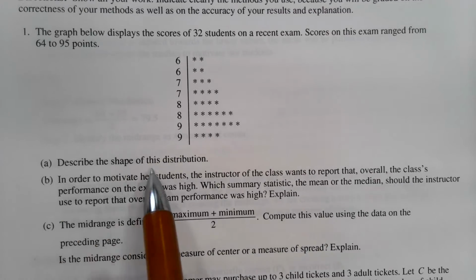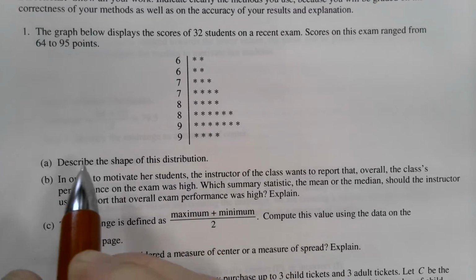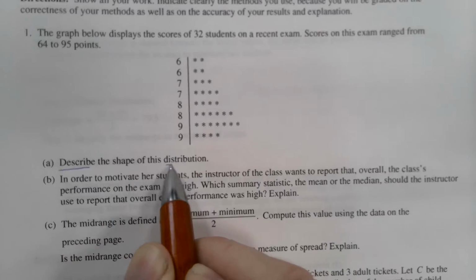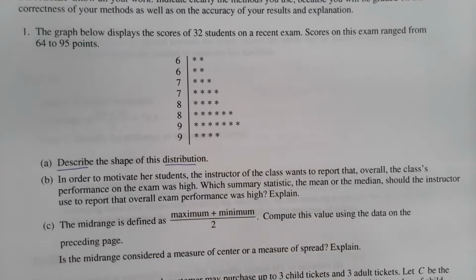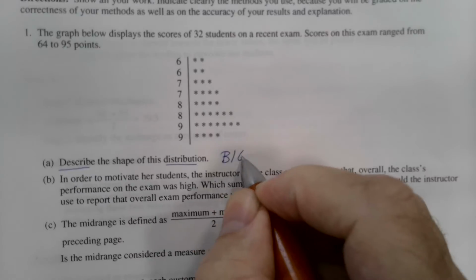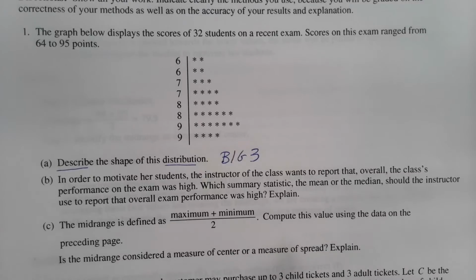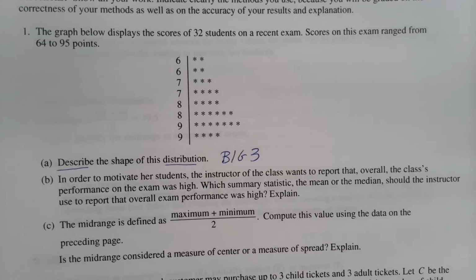So describe the shape of the distribution. Whenever you see describe the shape or describe the distribution, you're talking about the big three. Big three. We need center, we need shape, we need spread. All right, so let's go through them.